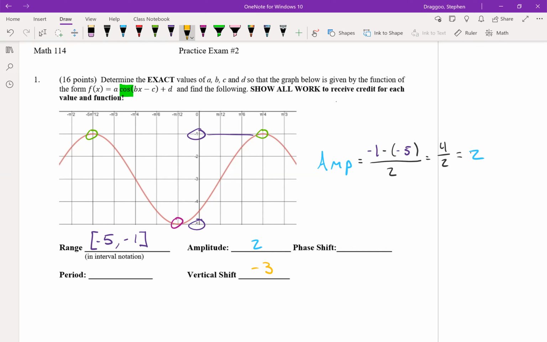Then for the vertical shift, how about VS for vertical shift? It'll look pretty similar. Negative 1 plus negative 5 over 2, which would be negative 6 over 2, which in turn is negative 3. Where again, both of those numbers in the numerator are coming from the range. Cool. So all of that I can get just from the range itself.